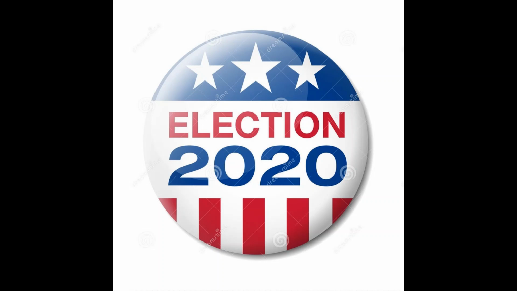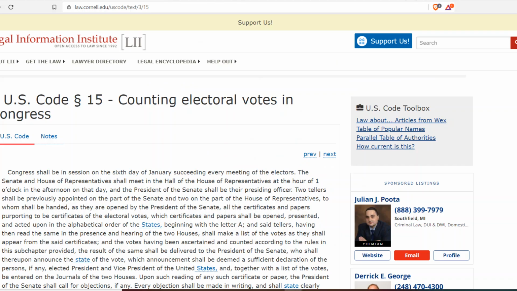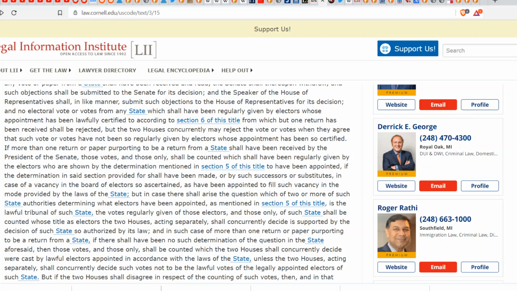Now, ladies and gentlemen, listen to this next sentence, because this is what we are getting ready to see occur. Upon such reading of any certificate or paper, the President of the Senate shall call for objections, if any. Every objection shall be made in writing, and shall state clearly and concisely, and without argument, the ground thereof, and shall be signed by at least 1 senator. And it is rumored that Rand Paul has already claimed that he will do this, and 1 member of the House of Representatives, and Jim Jordan, it is rumored, will do this on behalf of the House, before the same shall be received.